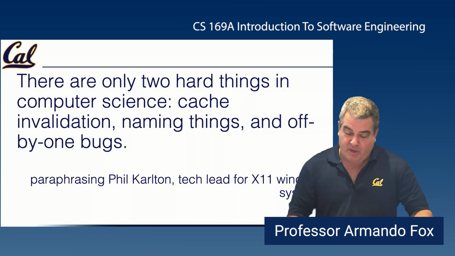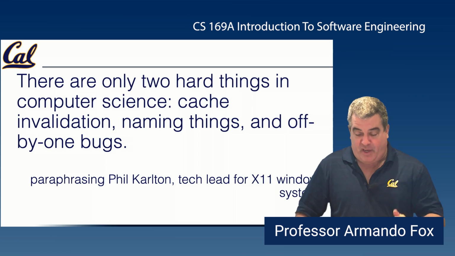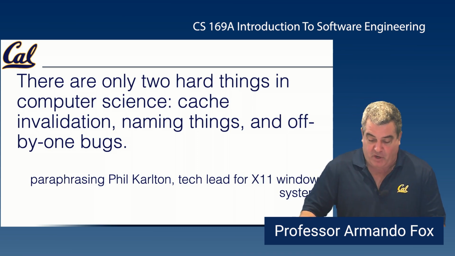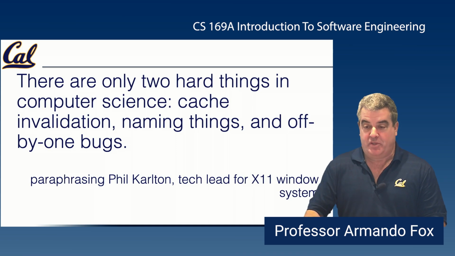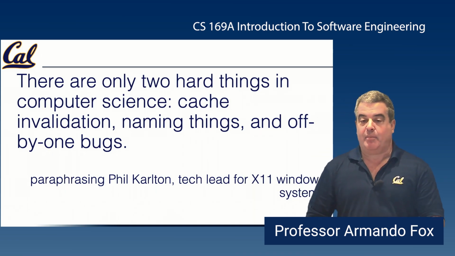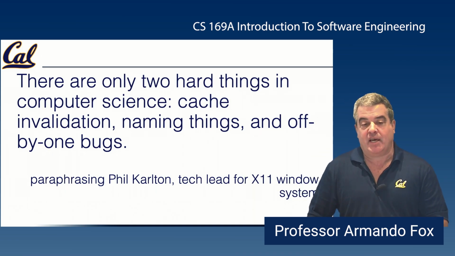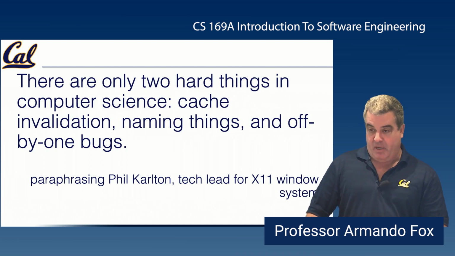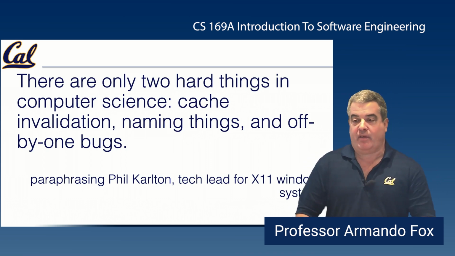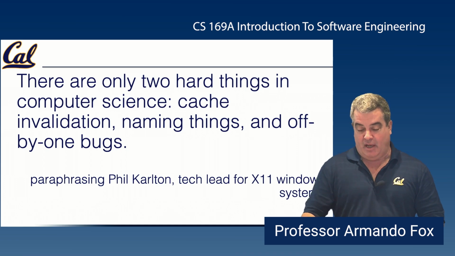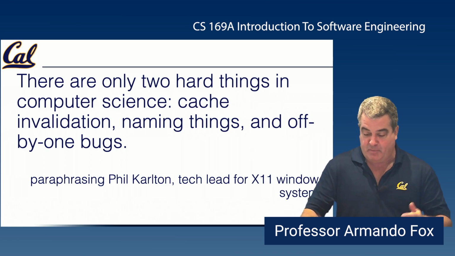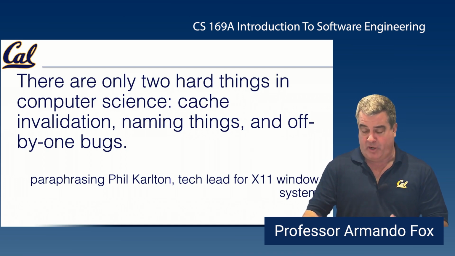And here I will pause and I will paraphrase a quote by Phil Carlton, who many years ago was the technical lead for developing the X window system. If you are running Linux on your laptop and you are seeing graphics instead of text, you are using the X window system. You might think you're using GNOME or something like that, but the underlying graphic system that it's based on is called X. And that was developed between MIT and Digital Equipment Corporation in the 1980s.